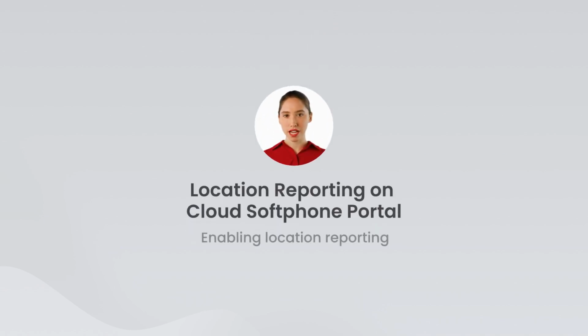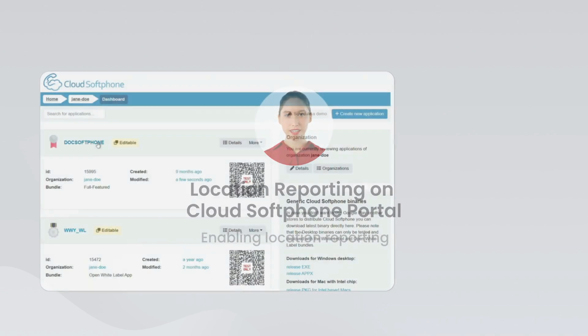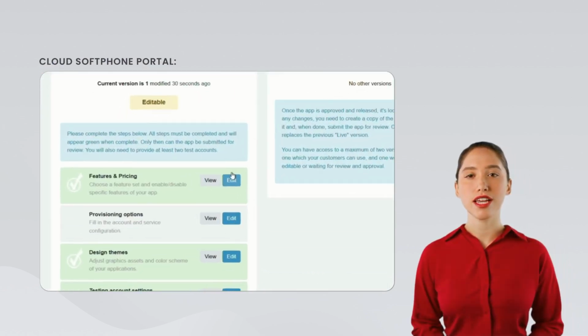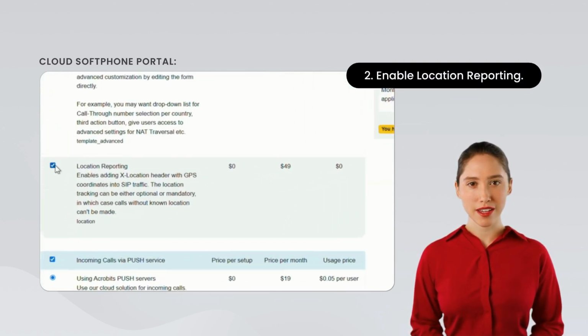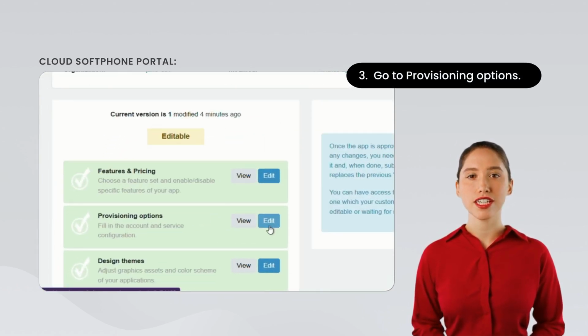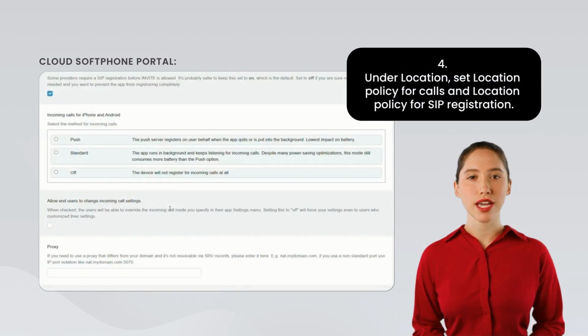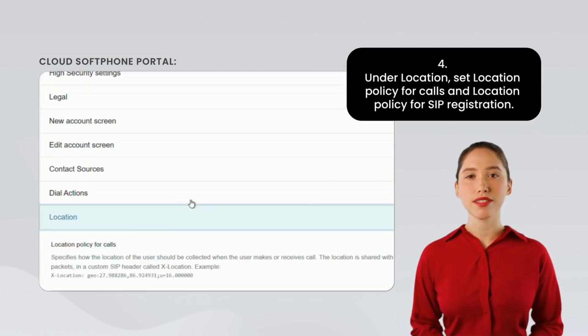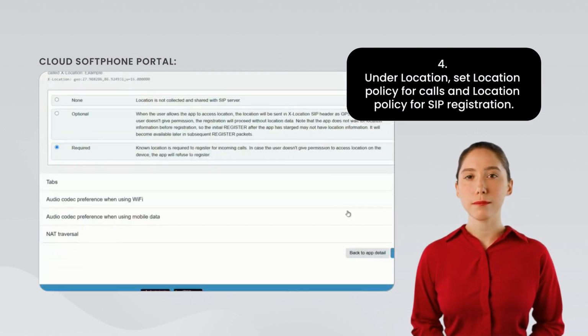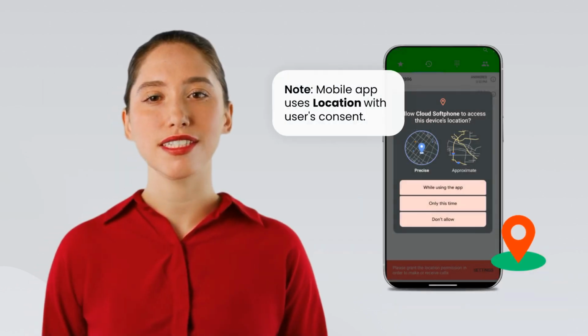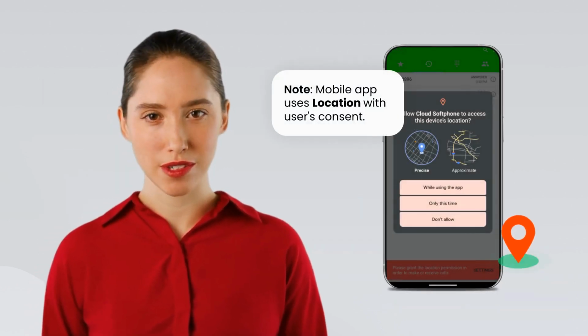Enabling location reporting for your softphone project is easy. On the Cloud Softphone portal, navigate to the Features and Pricing section and enable location reporting. Then, go to the Provisioning Options section and open the Location menu. In the Location Policy for Calls and for SIP Registration sections, choose between optional or mandatory location tracking. It is worth noting that the mobile app uses the device location only with the user's consent.